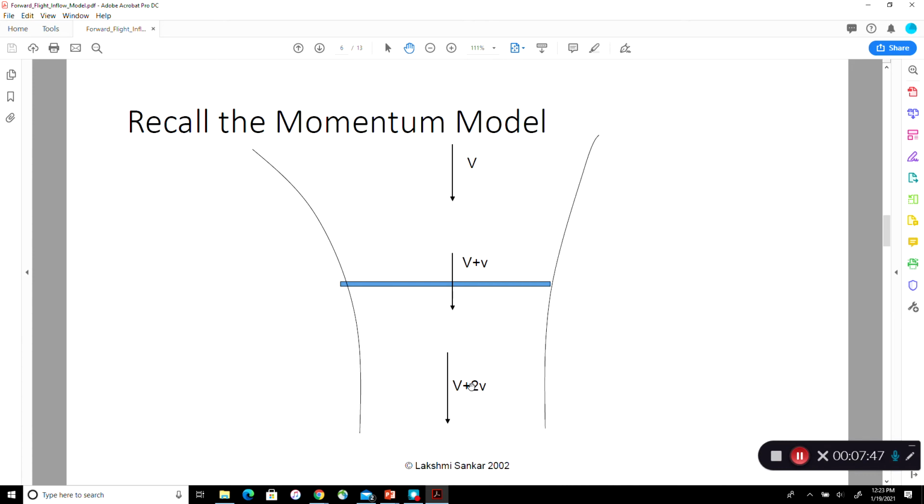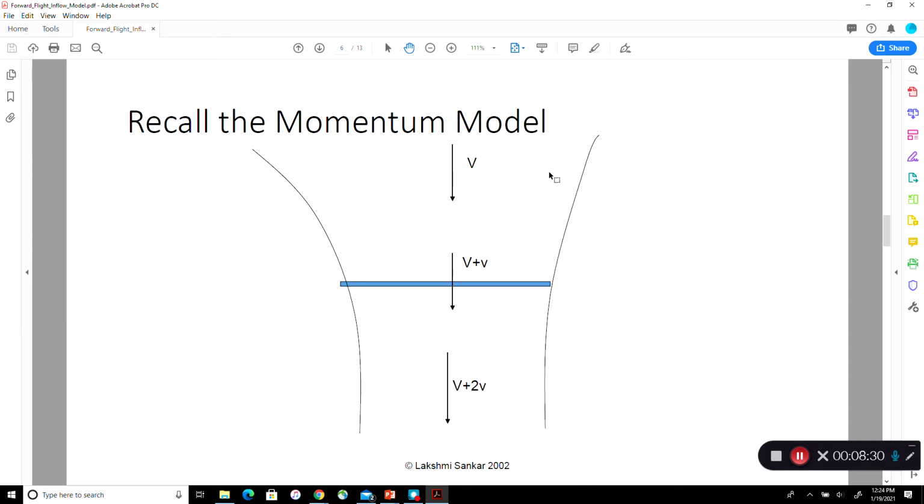In the far wake, this induced velocity doubles. So instead of v, you have 2 times the induced velocity here. So you have even higher velocity, even smaller area. So the stream tube is continuously contracting until it reaches some kind of equilibrium position in the far wake downstream. So this is what was happening for a helicopter in hover and in climb. In hover, capital V is 0. In climb, capital V is non-zero. Now we are going to apply this blindly to forward flight. Use the same model phenomenologically, that means apply the same phenomena to forward flight.